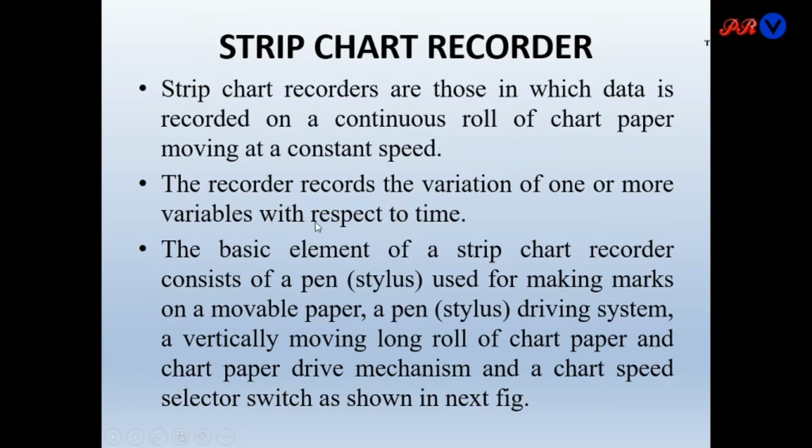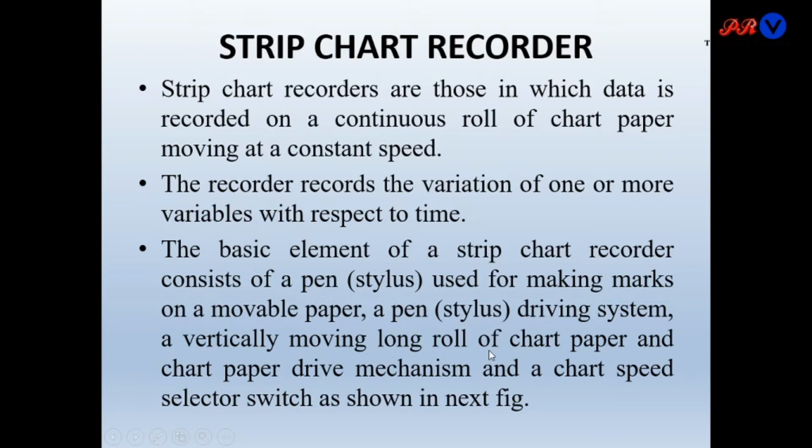So it can record the variation of one variable or more variables with respect to time. The basic elements of a strip chart recorder consist of a pen, which is also known as a stylus, used for making marks on a movable paper. It also contains a pen driving system, which moves the pen, and a vertically moving long roll of chart paper.